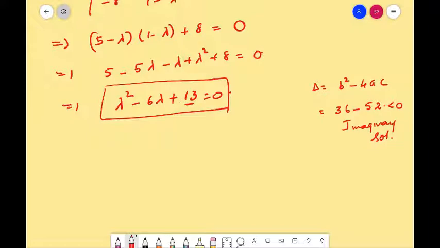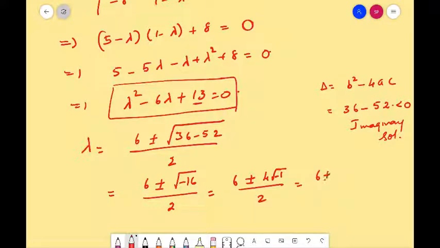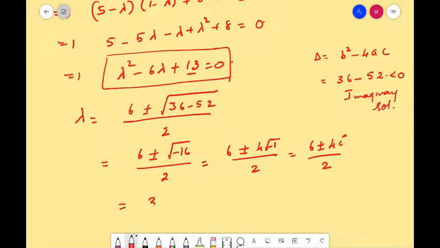So let us try it with x, that is lambda, is equal to minus b plus or minus under root of b square minus 4ac by 2a. So this is equal to 6 plus or minus under root of minus 16 by 2. So this is 6 plus or minus 4 root minus 1 by 2, that is 6 plus or minus 4i by 2, which is equal to 3 plus or minus 2i.